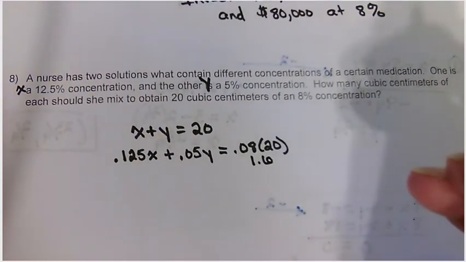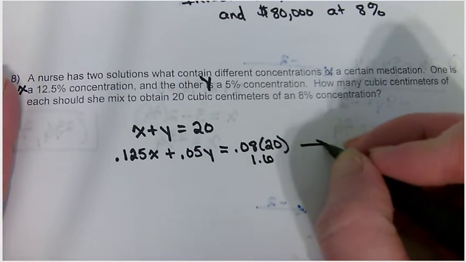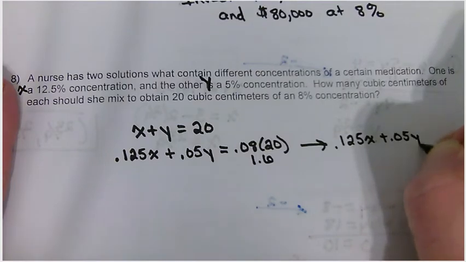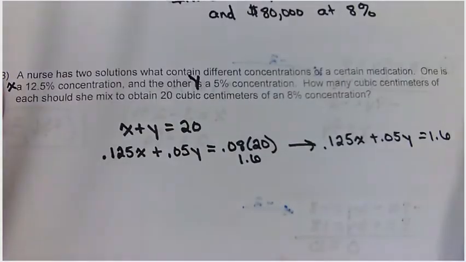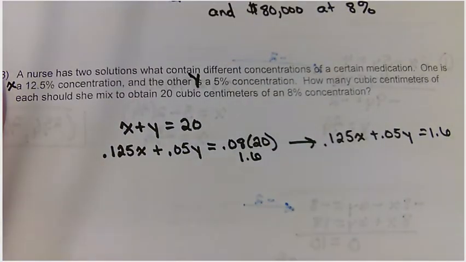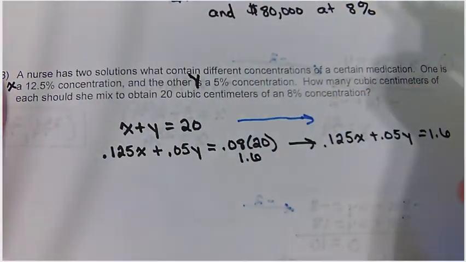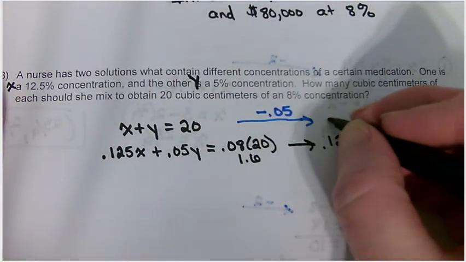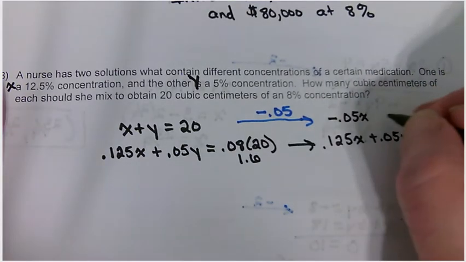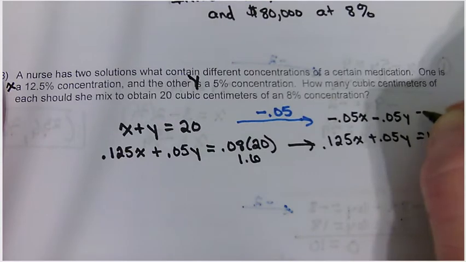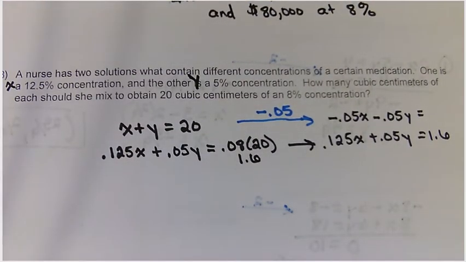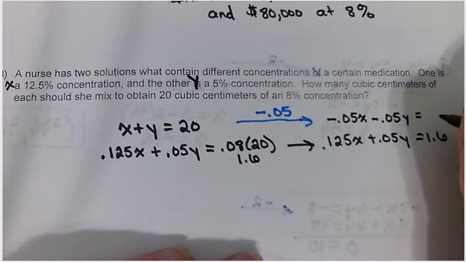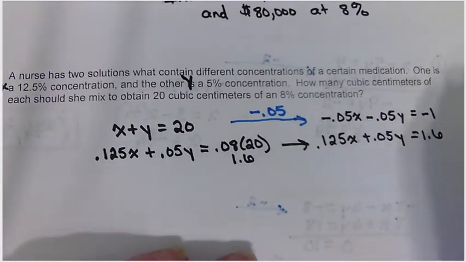Okay, so I'm going to leave that bottom equation just like it is. 0.125x plus 0.05y equals 1.6. Okay, the top one I'm going to multiply by something. Let's think, what should we multiply by? How about negative 0.05? Okay, so I have negative 0.05x, negative 0.05y equals negative 1. Ooh, that was nice.